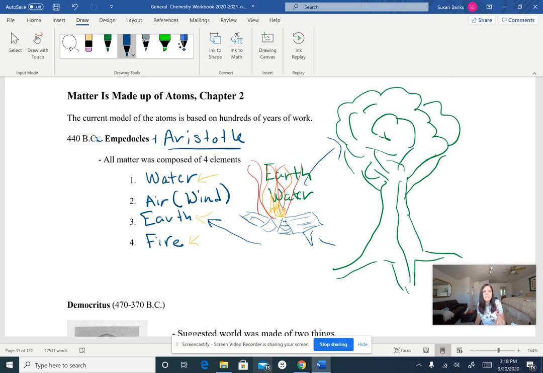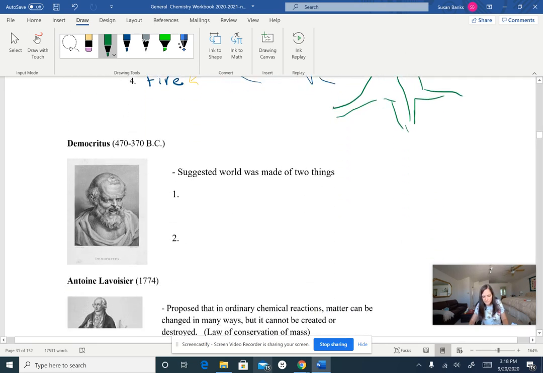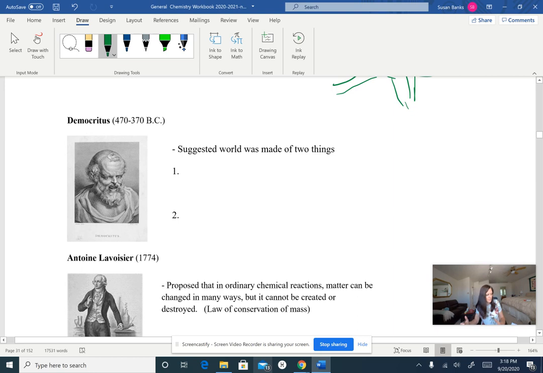And that primary theory held sway for about 2,500 years, up until maybe 500 years ago. Not even 500 years ago. I want to say 300 years ago. Okay, that's how popular Aristotle was and Empedocles with their idea. About the same time, though, we've got this guy who's proposing a different theory.